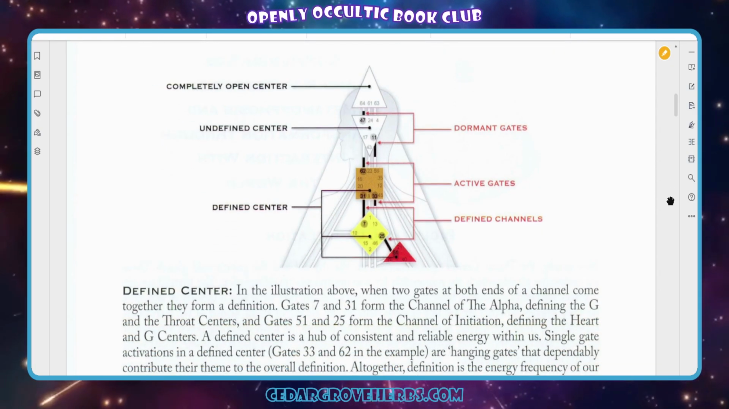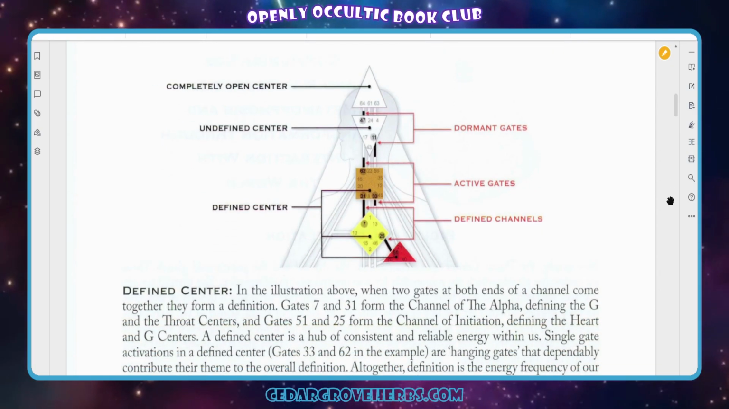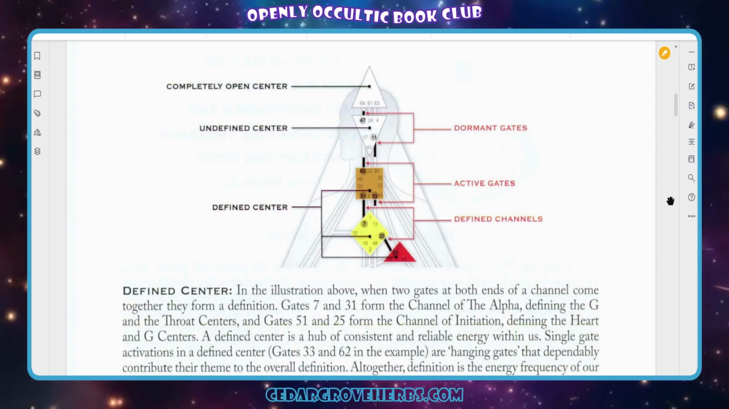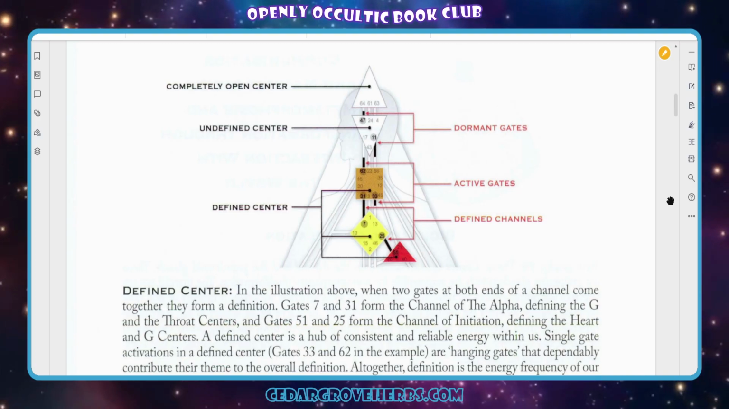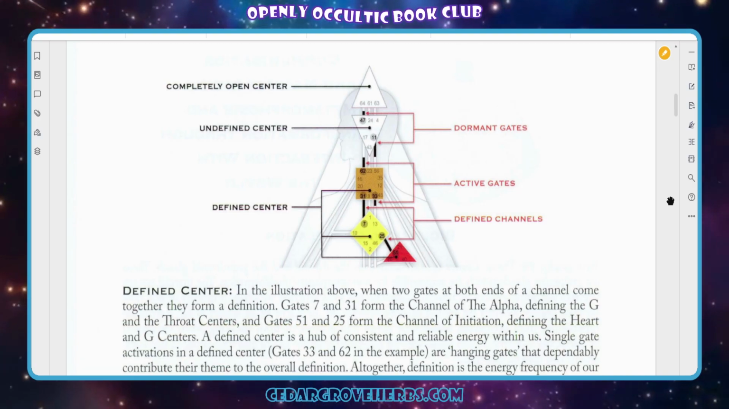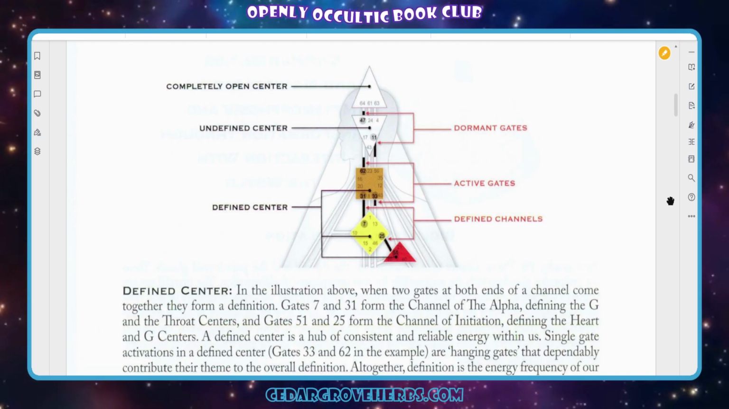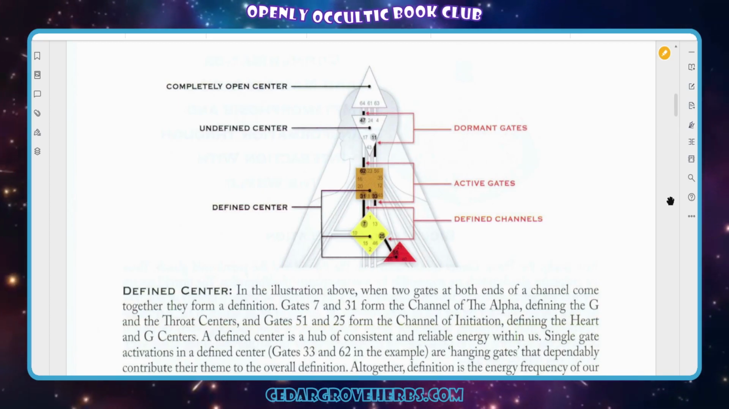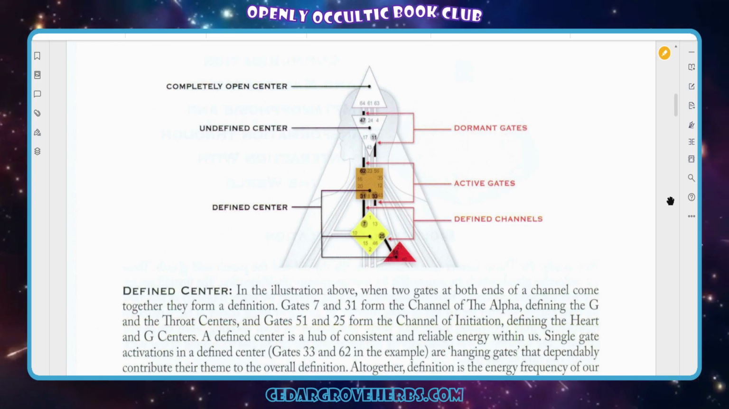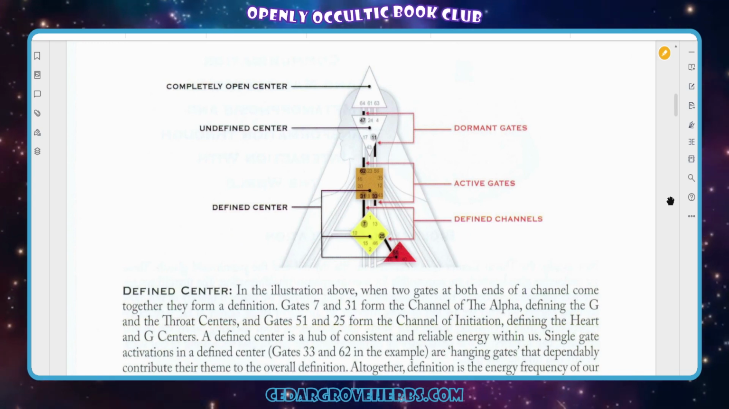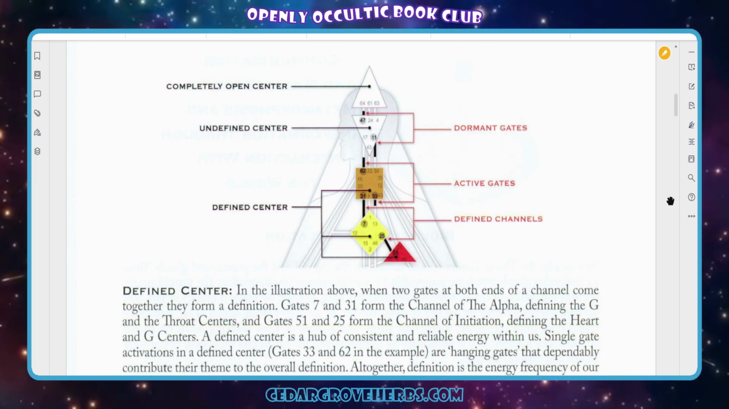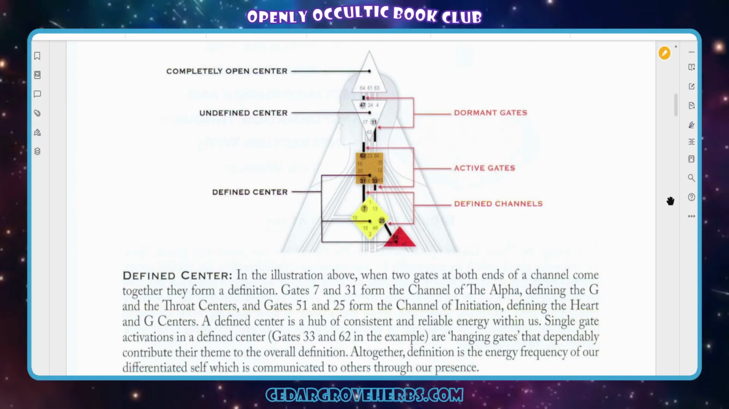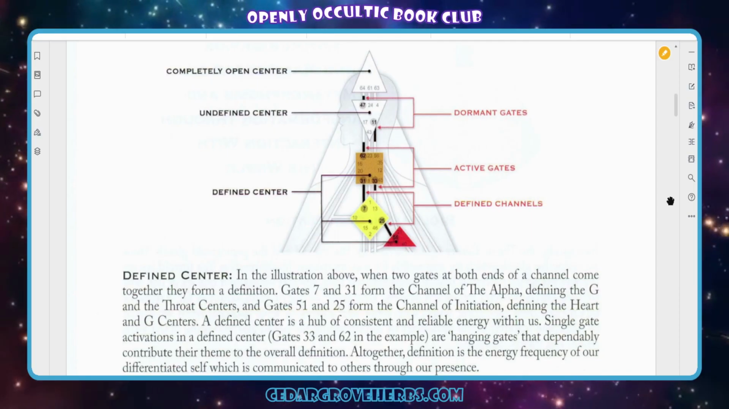Okay, these three examples are of defined centers because they're colored in. Now we see the active gates because the channel, or the line going from each center to the next, is defined. So we see defined channels, which are the lines, defined gates, and they're active.